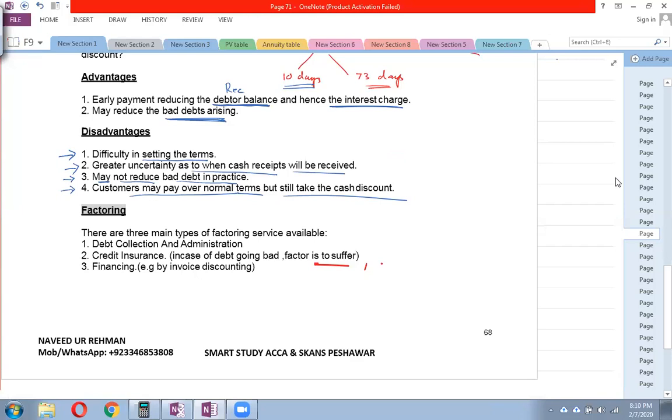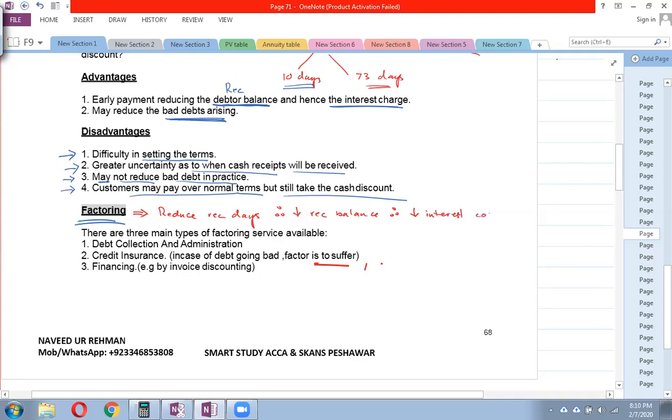Now, the second option to reduce your receivable days was factoring. Factoring also reduces receivable days and therefore reduces receivable balance and therefore reduces interest cost. So factoring also can do this, right? The financing option the factoring is giving you, we call it invoice discounting.